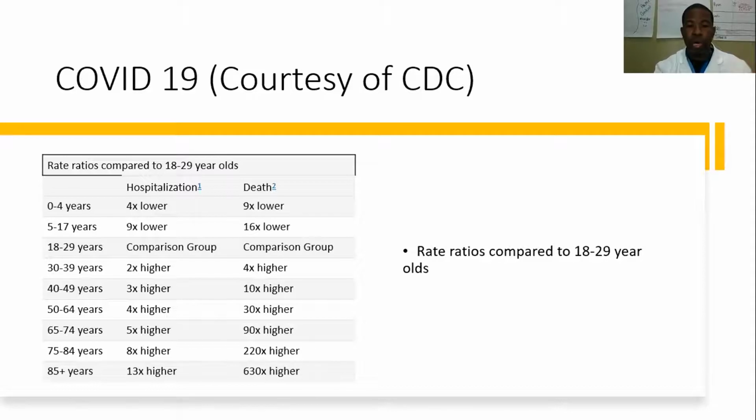Here is a brief chart I got from the CDC to show you that there is a direct relationship between your chance of being really sick and dying from COVID and age. This is not here to scare anybody, but I'm trying to give some science to put this disease in perspective. There's a whole lot of information out there and it's easy to get confused.